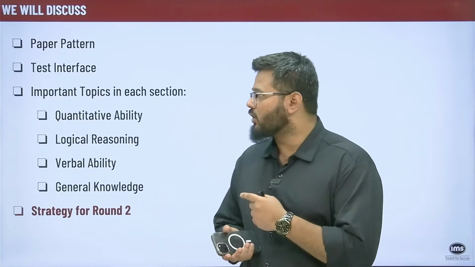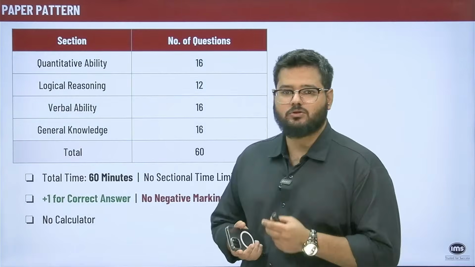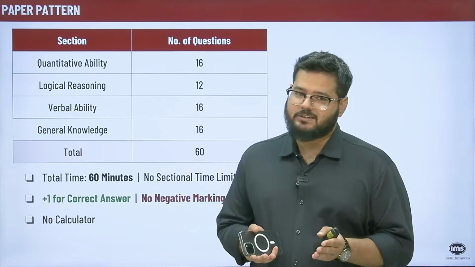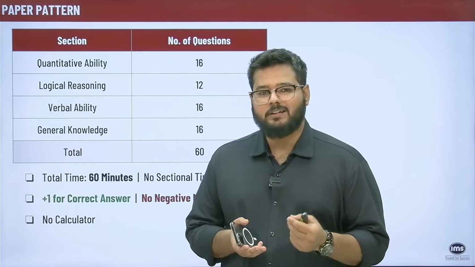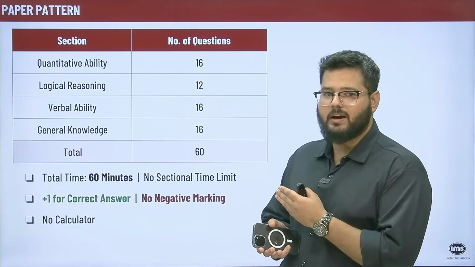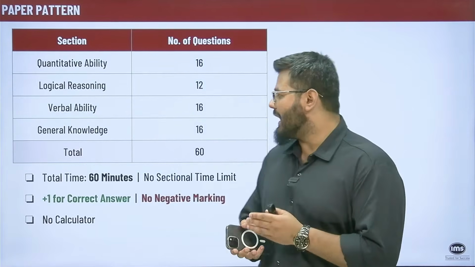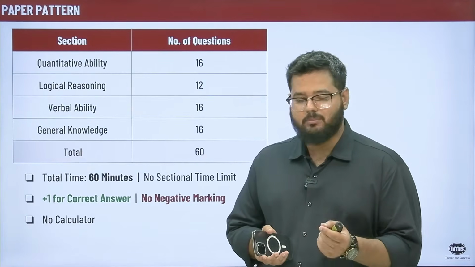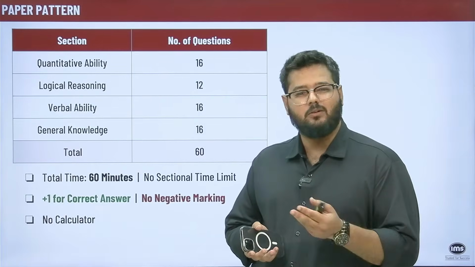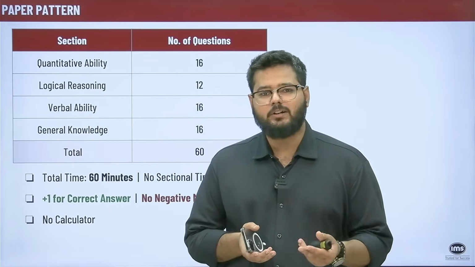Now talking about the paper pattern. What was the paper pattern? We had 4 sections: QA, LR, VA and GK. No surprises there. This is like a normal SET attempt. Nothing out of the blue was seen. We had 16 questions in QA, 12 in LR, 16 in VA and 16 questions in GK. In all, we had 60 questions and the total time was 60 minutes. There was no sectional time. There was +1 marking, no negative marking, and obviously no calculator was provided to the students in the exam.